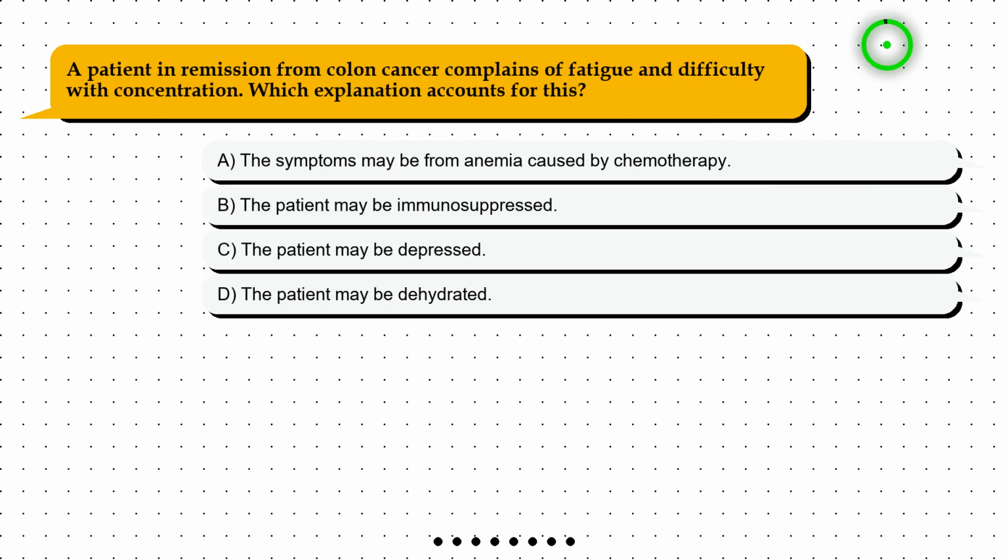Question 8. A patient in remission from colon cancer complains of fatigue and difficulty with concentration. Which explanation accounts for this? Option A, the symptoms may be from anemia caused by chemotherapy. Option B, the patient may be immunosuppressed. Option C, the patient may be depressed. Option D, the patient may be dehydrated.